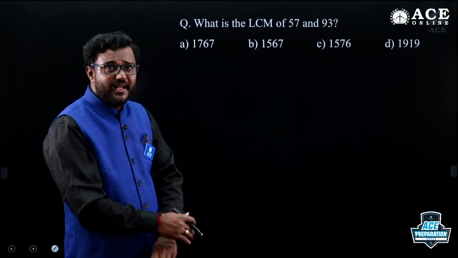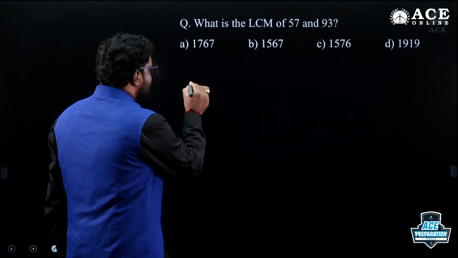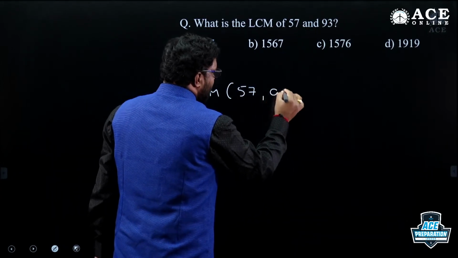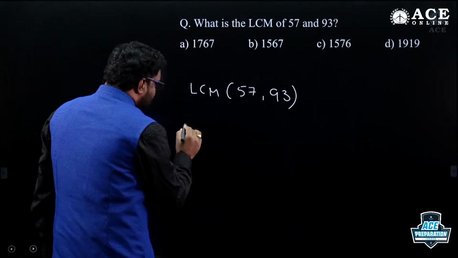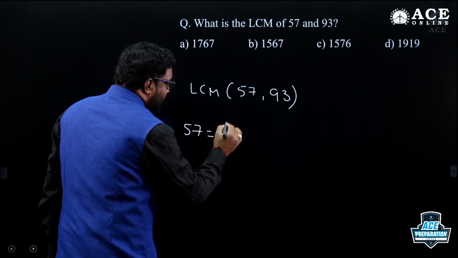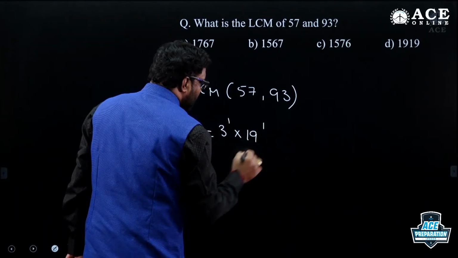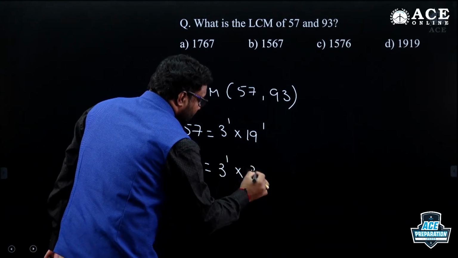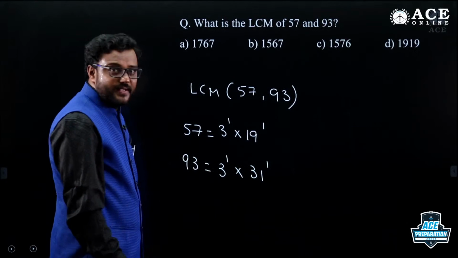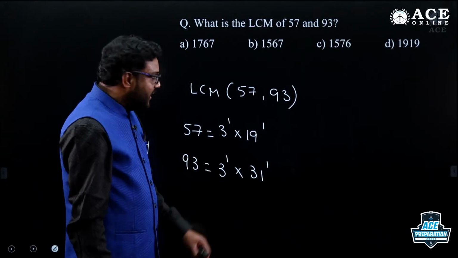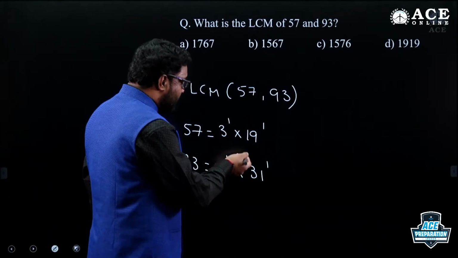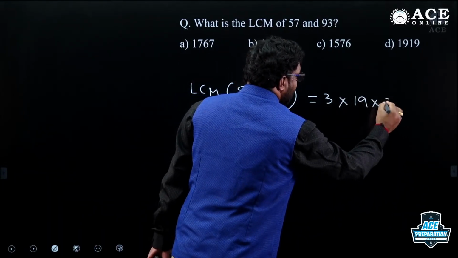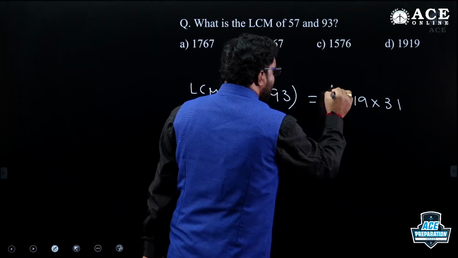Now see the next question, my dear friends. We should calculate LCM of 57 and 93. 57 in terms of prime numbers, we can write as 3 into 19. 93 is 3 into 31. Here 19 and 31, I hope you know these are prime numbers. Now what we should do is write all the prime numbers and the highest powers for them. The prime numbers available are 3, 19 and 31. Yeah, the powers are nothing but 1, right?